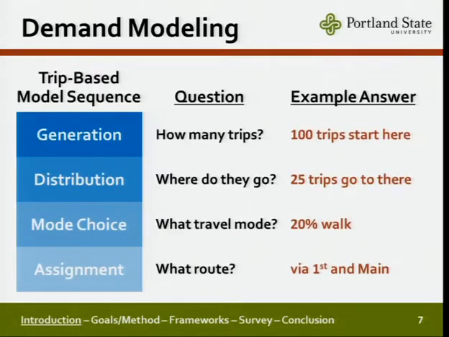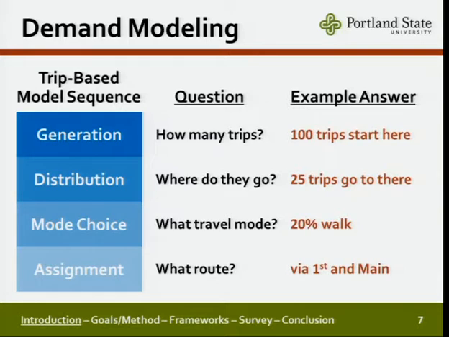Just to make sure that we're all on the same page, I know most of you probably are familiar with the travel demand modeling process, but for those who aren't, I just want to go over this really briefly. You'll see here the typical 4 steps of a trip-based travel demand model. There's trip generation, how many trips start here? Say 100 trips start in this building. And then there's trip distribution. Where do those trips go?